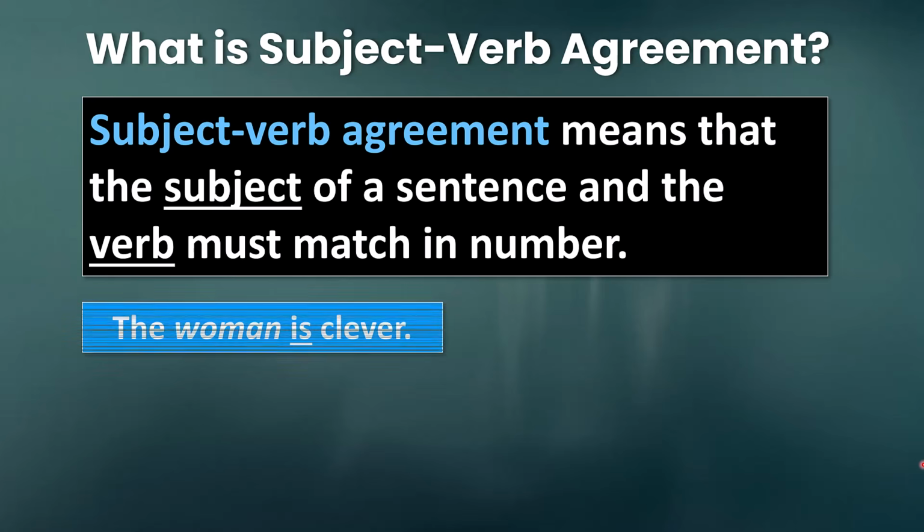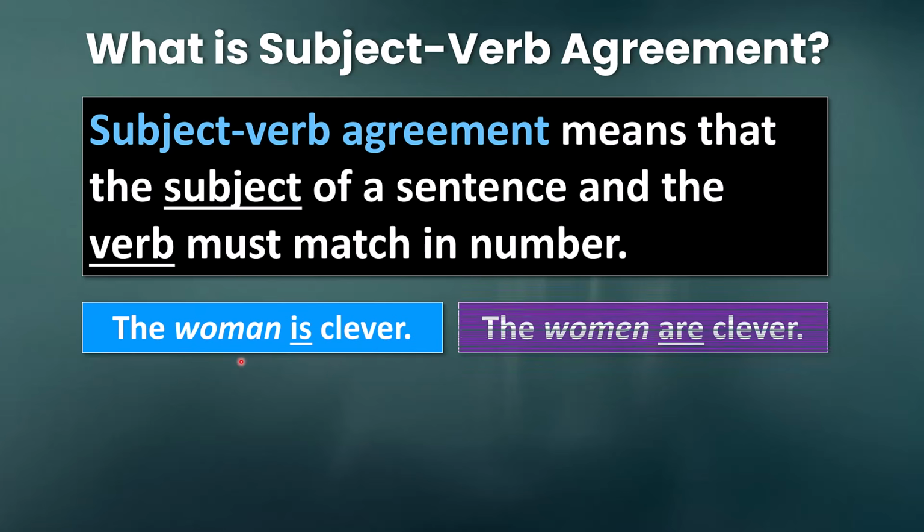Let's quickly look at some examples. The woman is clever. Woman is a singular subject, and therefore it has a singular verb. However, if woman was plural, it would be women, and therefore we must also change the verb. The verb would be are, not is. The women are clever. Women is a plural subject, so we must have a plural verb.